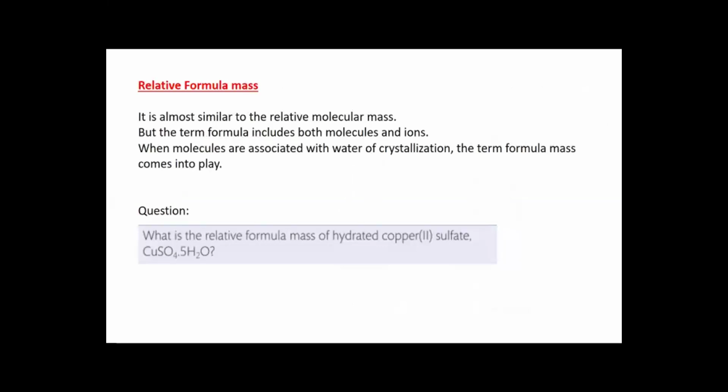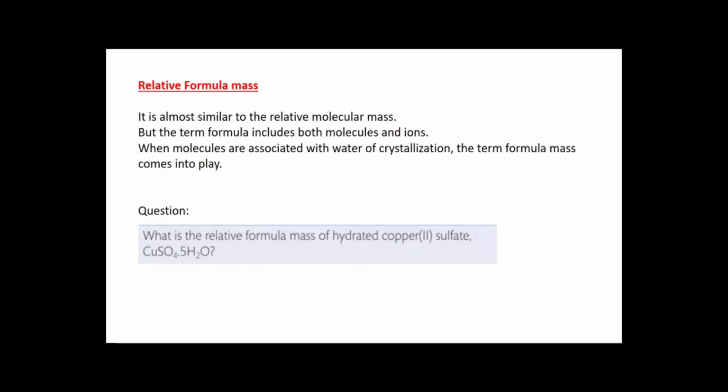okay. Now next we will talk about the relative formula mass, right? So relative formula mass is almost similar to the relative molecular mass, but the term formula includes both molecules and ions, right? So simply, if I am explaining, relative formula mass means if they give a chemical formula, whatever is mentioned in the formula, you have to calculate the mass. That is the idea. So there is a question like this, right?